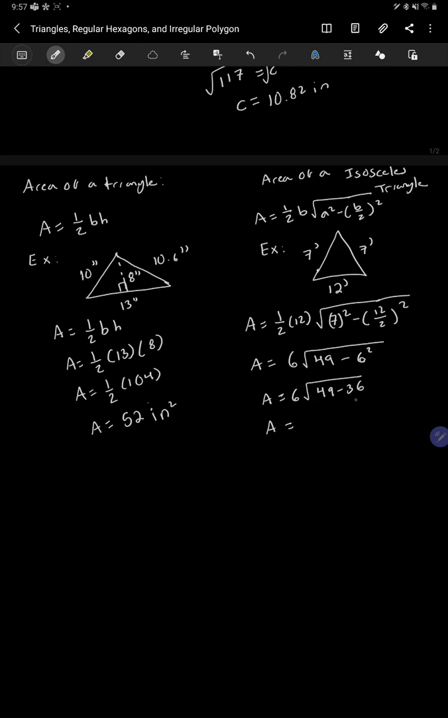So area is equal to 6 square root of 13, which when we do that on the calculator, we get about 21.63 feet squared. Cool. So that's how we're able to find the area of an isosceles triangle, meaning where we have two sides that are the same.